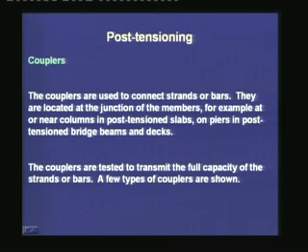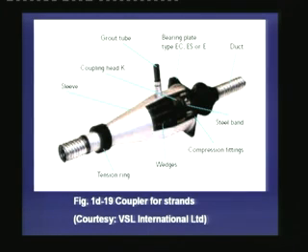Now, the couplers are also industrial products. They are tested to transmit the full capacity of the strands or the bars. A few patented examples of the couplers will now be shown. The couplers also act on the principle of wedge action. The ducts from the two sides are attached. The tendons are passed through these ducts, and in one end there is a wedge system, on the other end also there is a wedge system.